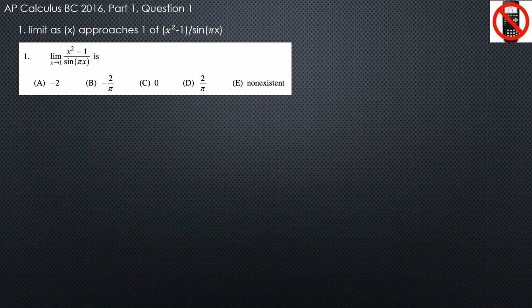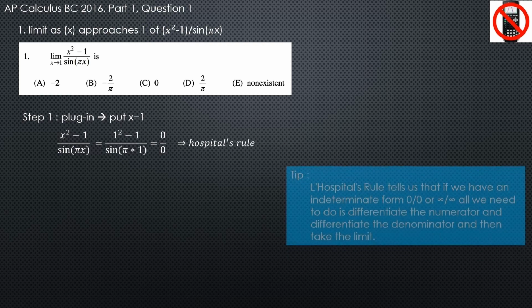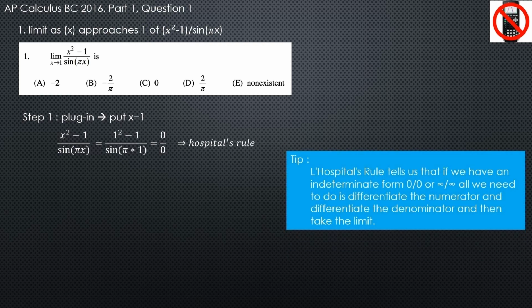Let's solve together. Step 1. Plug in with x = 1. The result is 0 over 0. Therefore, we can apply L'Hôpital's rule. L'Hôpital's rule tells us that if we have an indeterminate form 0 over 0 or infinity over infinity, all we need to do is differentiate the numerator and differentiate the denominator, and then take the limit.